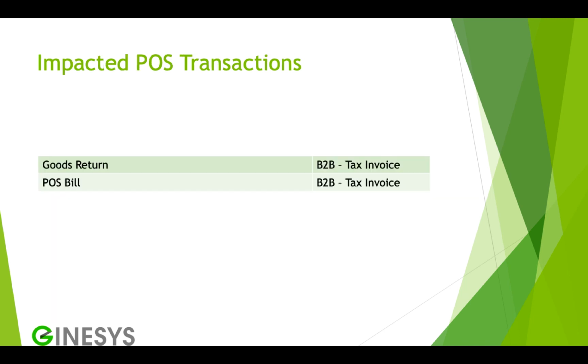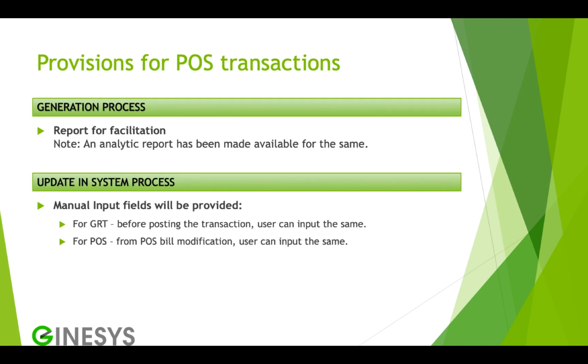Now coming to the impacted POS transactions, there are two transactions, POS return and POS bill. Again, for facilitation purposes, we shall be providing an analytic report which can be exported into a tabular format, and then you can further generate the e-invoice. For updating the e-invoice details into the system, in GRT you can manually paste the same, similar to e-waybill, and then post the transaction. For POS, you can input the same using POS bill modification and then reprint the invoice.